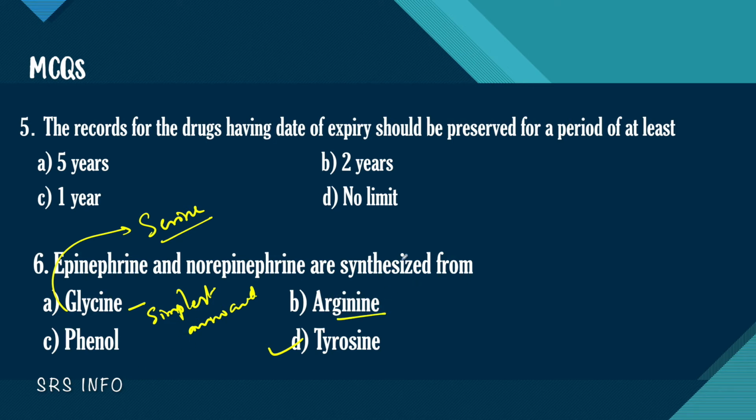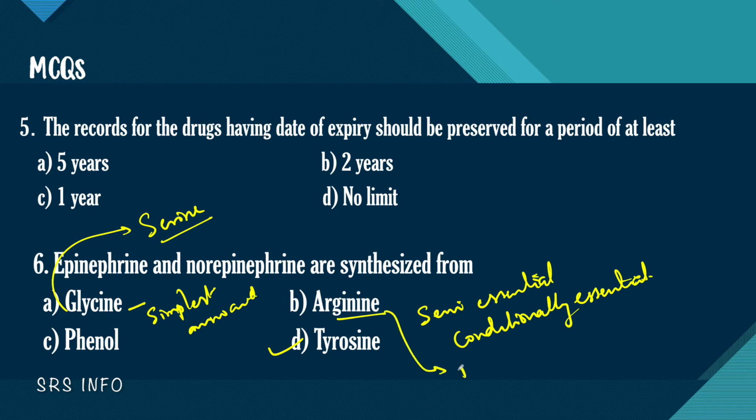Then arginine. What is arginine? This is classified as semi-essential or conditionally essential. Why? Because arginine is very essential for infants, but preterm infants cannot produce it by themselves. So we have to give protein-rich food which can produce this arginine. In such a condition, it is called a semi-essential or conditionally essential amino acid.